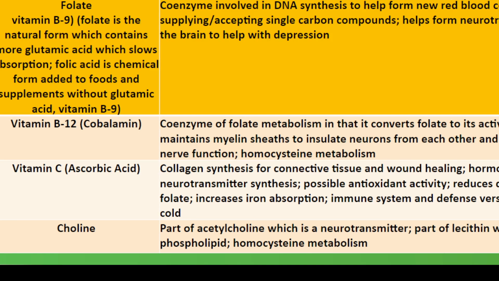Let's look into vitamin B12, which in other words is called cobalamin. It is also a coenzyme of folate metabolism, meaning for you to metabolize the folate you need, it converts folate to its active form, then maintains the myelin sheath that is on the neurons. You can see that fatty tissue called the myelin sheath that is formed along that. It helps to insulate the neurons.